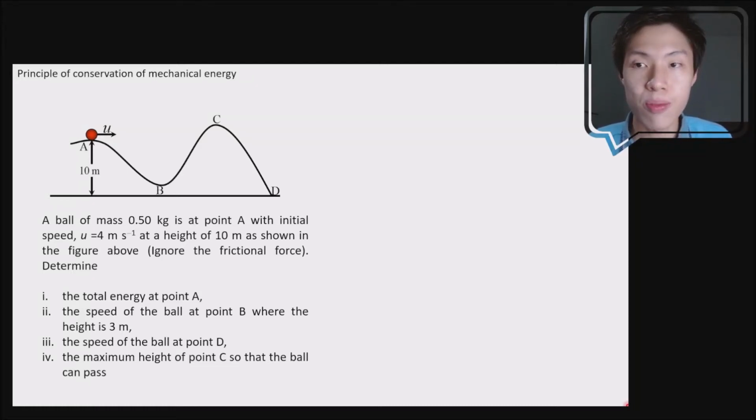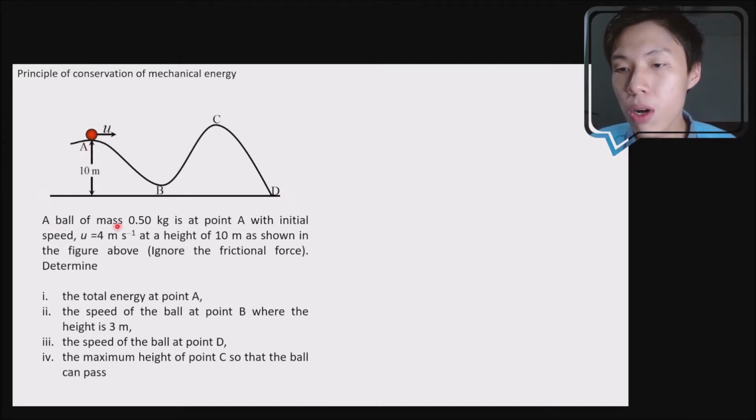Let's try to solve this problem here. So we are given a diagram which shows a very weird looking slope with positions A, B, C, D, with a ball at position A having an initial velocity of u. This position A is 10 meter above the ground.